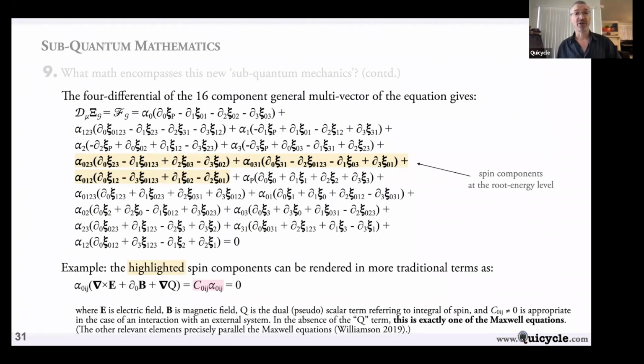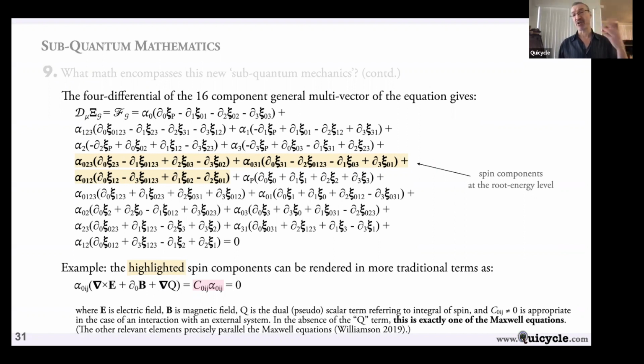This is an expansion of those 16 terms, each one separated by a plus sign. You will notice that each parenthesis has its appropriate coefficient in front of it. Alpha 0 represents time. Alpha 1 represents the x direction, alpha 2 the y direction, alpha 3 the z direction. Notice that some of the others have combinations of them. For example, the alpha 012, alpha 023, alpha 031, the highlighted section in the middle, those represent the spin components, the root energies of spin.